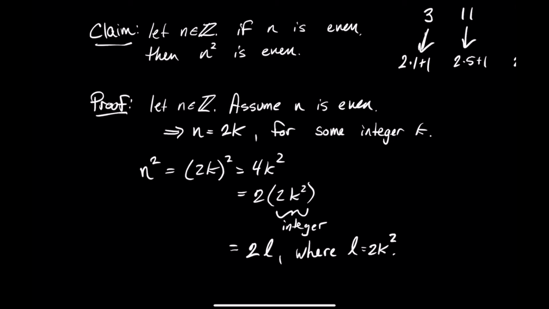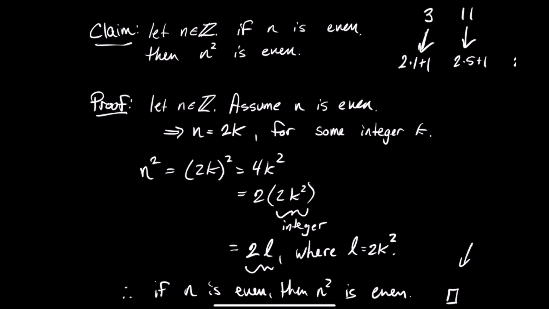And so we squared N, and then we got an even integer. So we can say, therefore, if N is even, then N squared is even. And then we'll put our tombstone right here. That was made by P.R. Halmos.